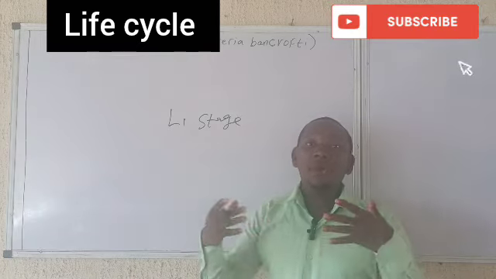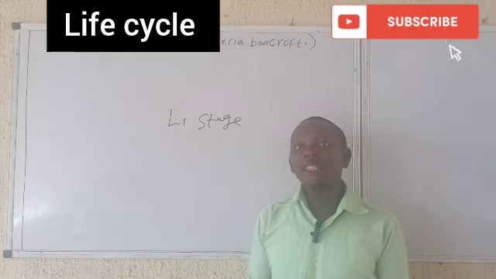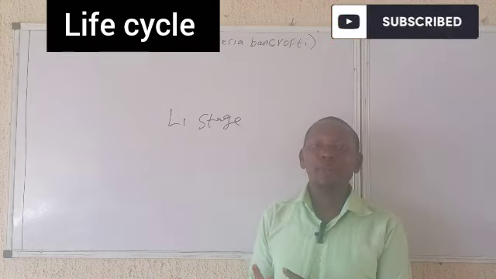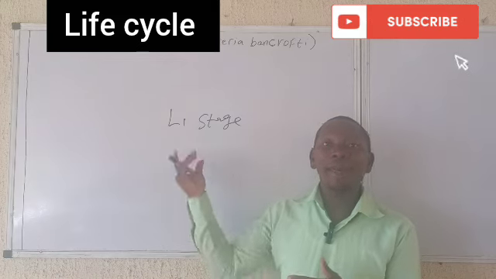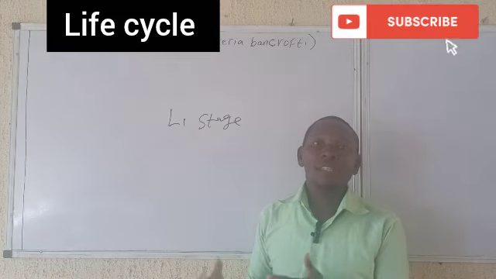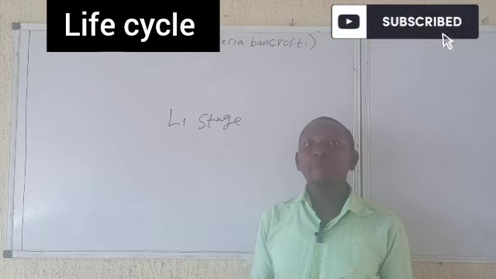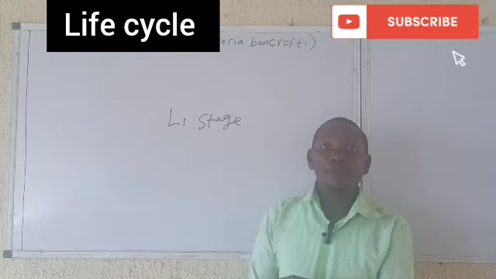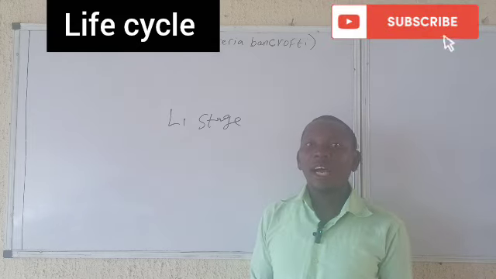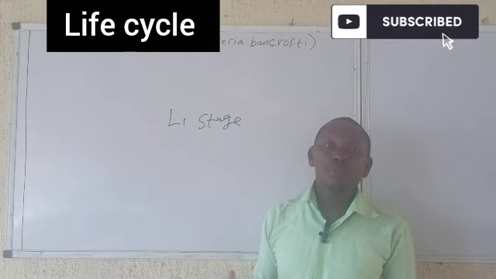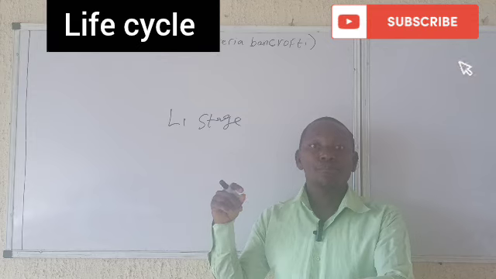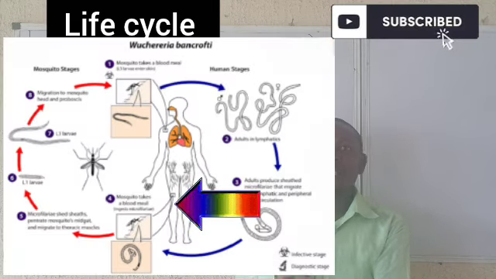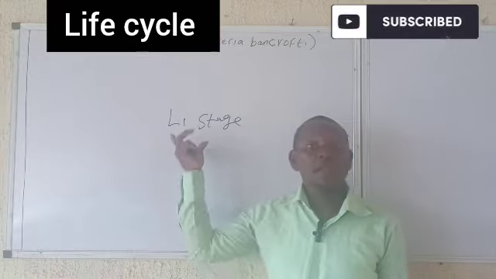So once the L1 stage of the microfilaria is produced, during the night period, remember we mentioned that it undergoes nocturnal periodicity. So the microfilaria produced in the lymphatic system migrate towards the peripheral blood system, towards the skin, during the night period. And when a new mosquito comes to feed from that infected human, they take in this L1 stage.